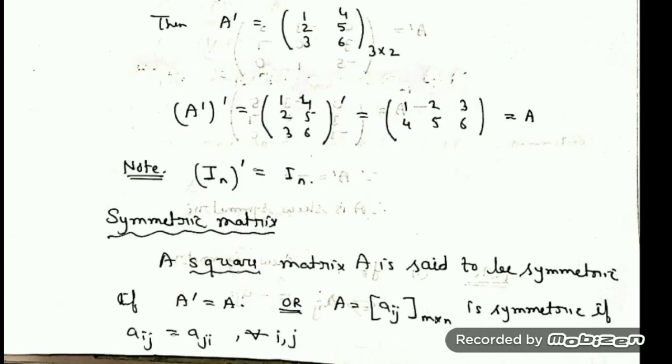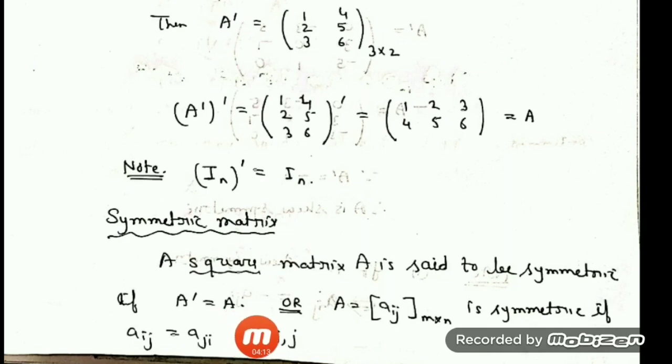Now we move to the next topic, the symmetric matrix. What is a symmetric matrix? To define a symmetric matrix, it is related with transpose. You have to consider a square matrix. Remember that. A square matrix A is said to be symmetric if A transpose is equal to A.